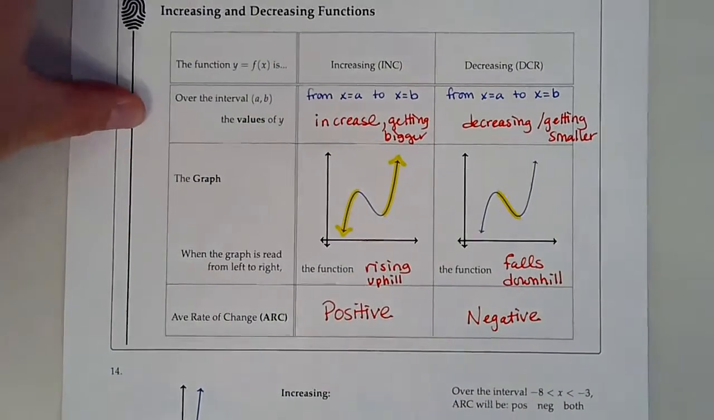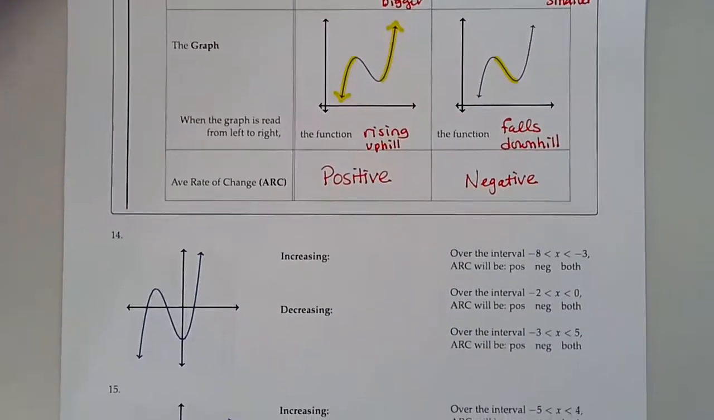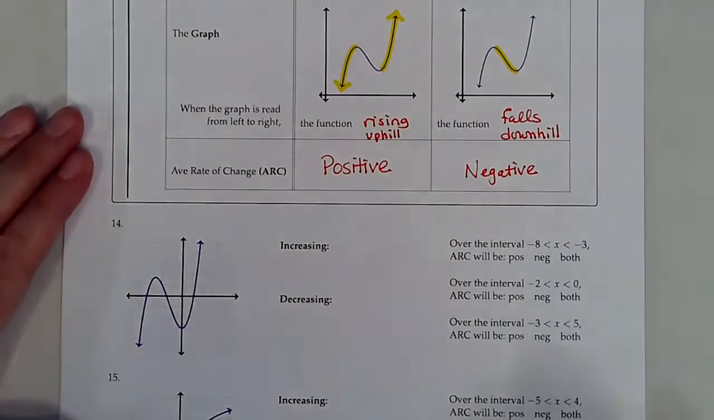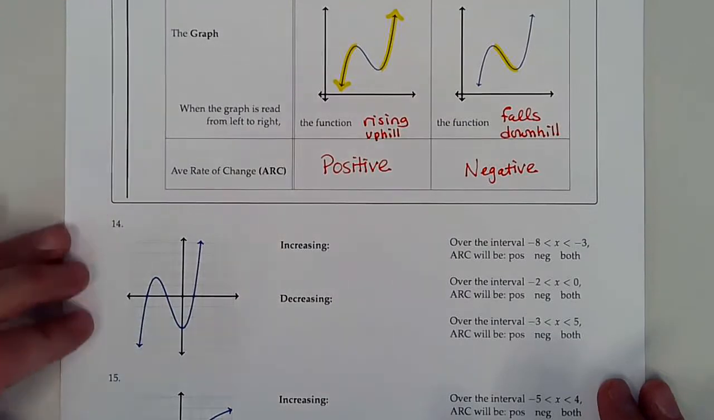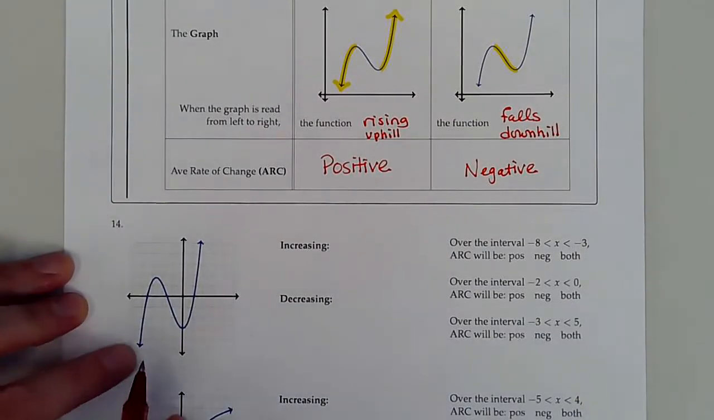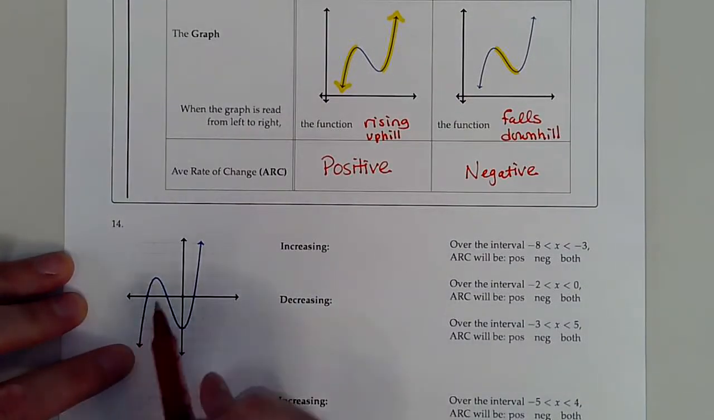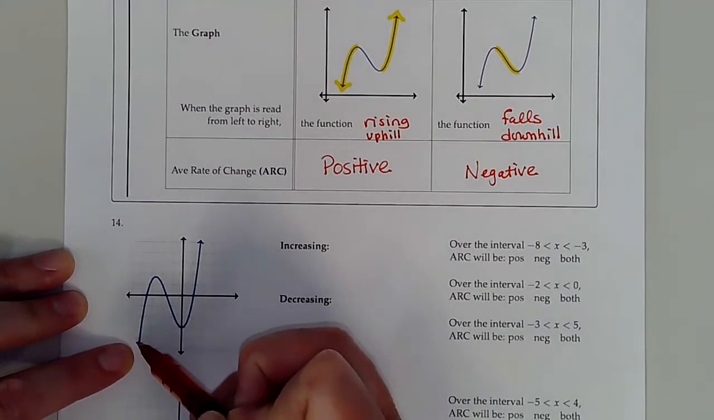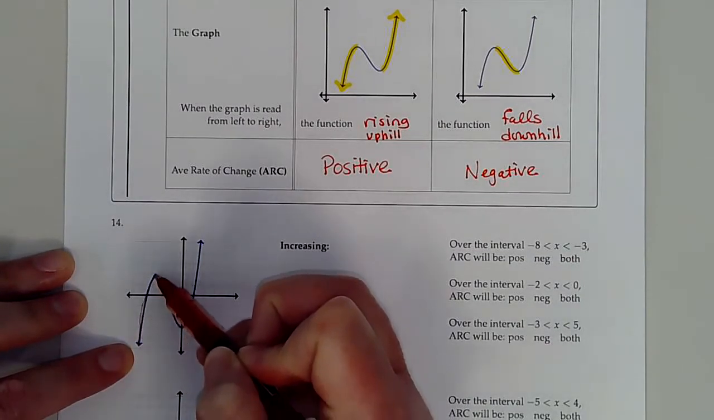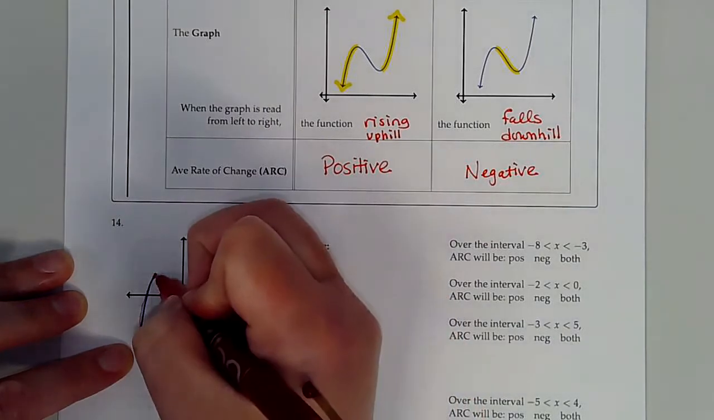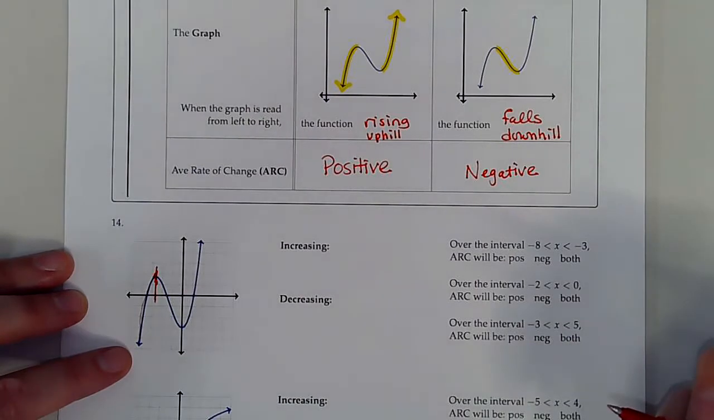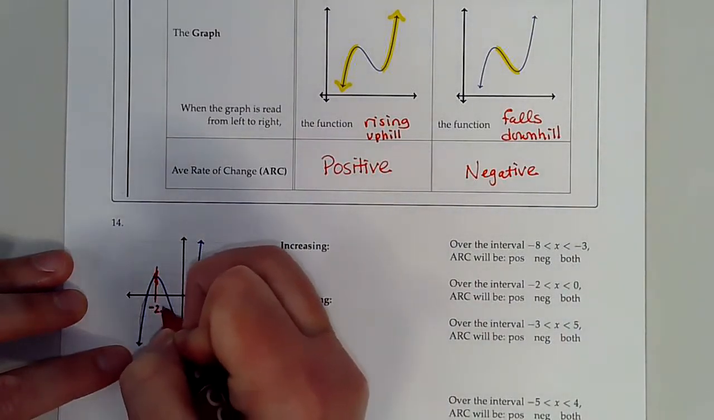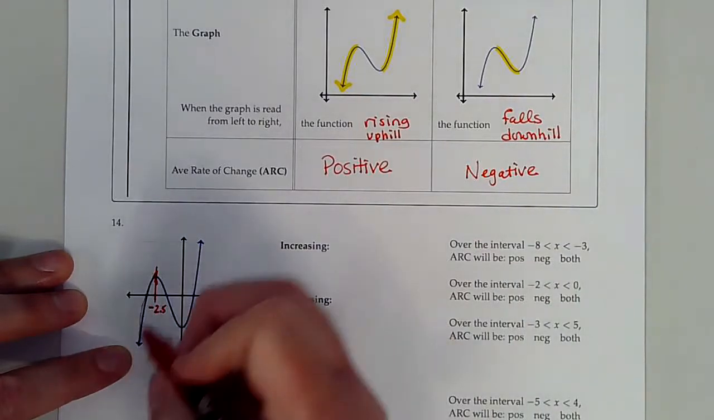All right, so let's try this out. On number 14, we have a cubic looking function there. We're looking for the intervals where it's increasing and where it's decreasing. If I start on the left and follow the function, I see it is going uphill at first, as values of y are getting bigger, until right about here. That looks like maybe negative 2.5. So I would say it was increasing.